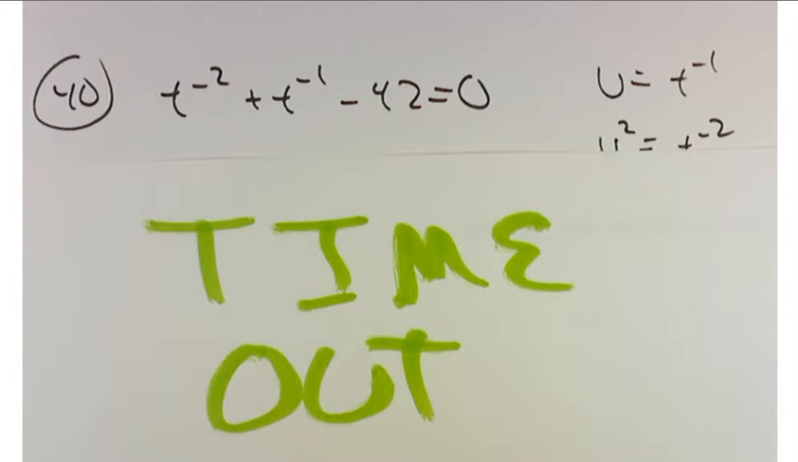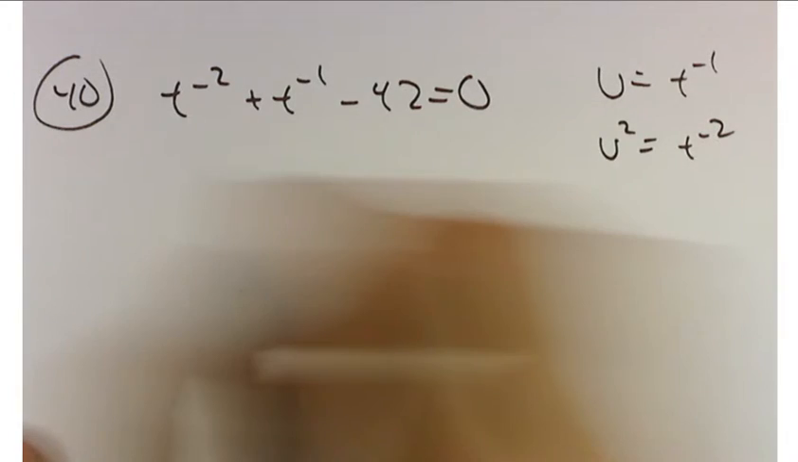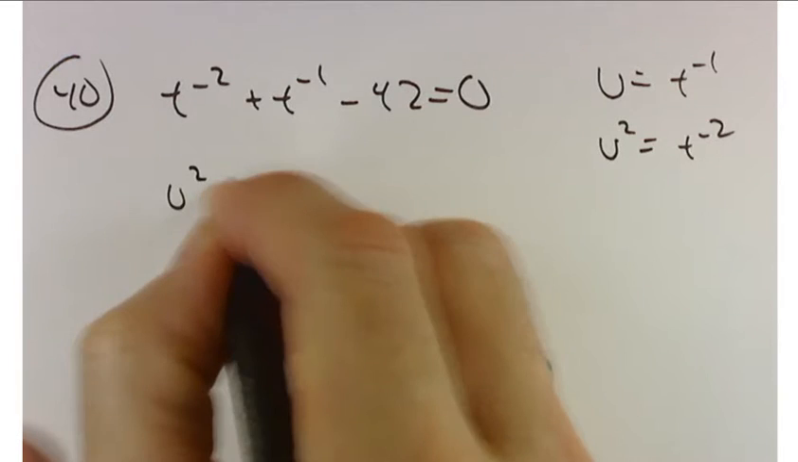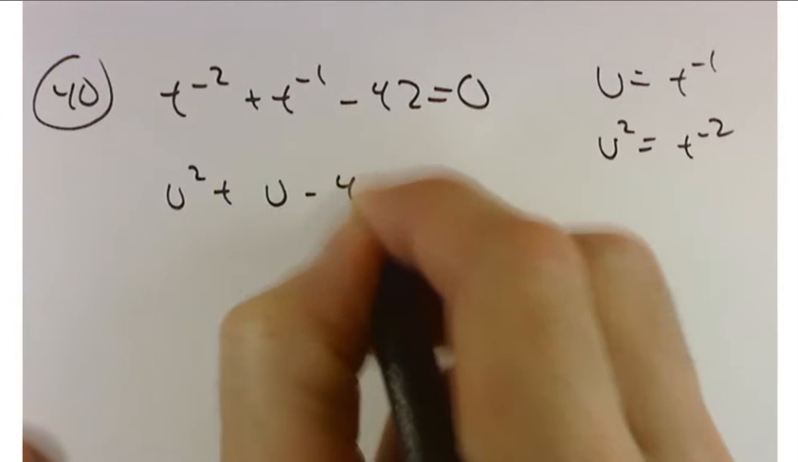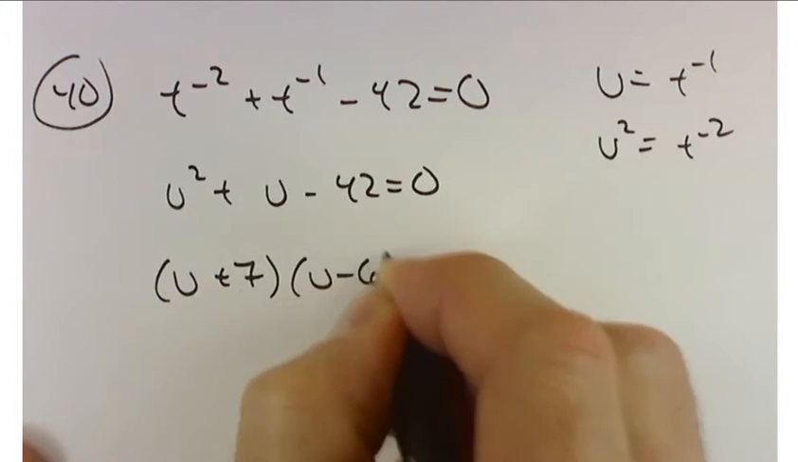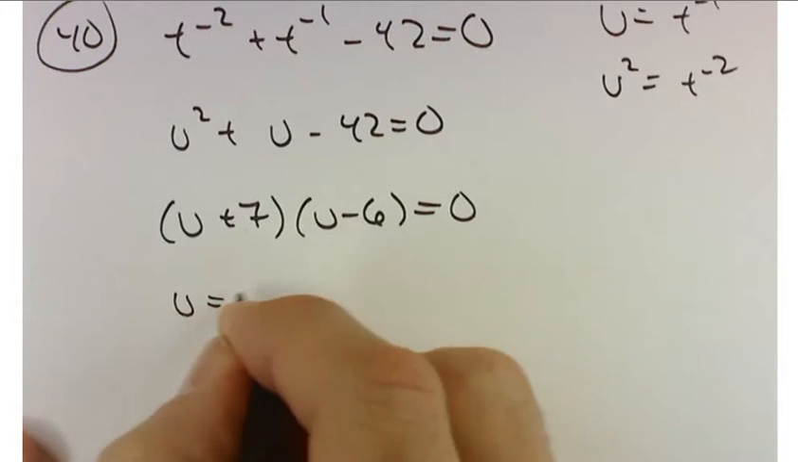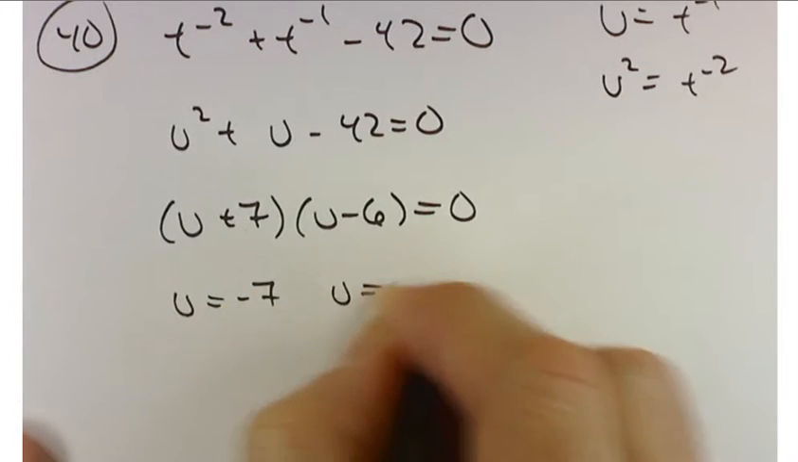What I'd like to see people get to is at least the factorization of the equation in U. So, our equation should be U squared plus U minus 42 equals 0, which factors into U plus 7 times U minus 6 equals 0. And that gives me two solutions, U equals negative 7 and U equals 6.